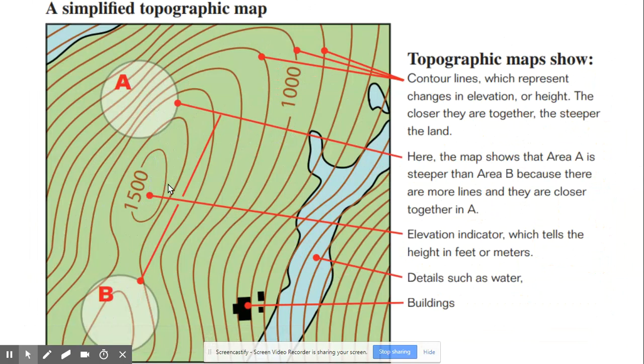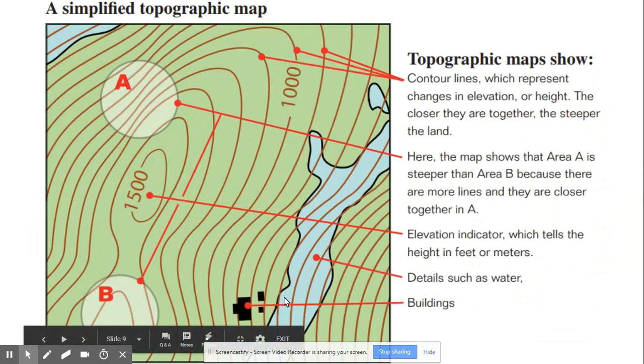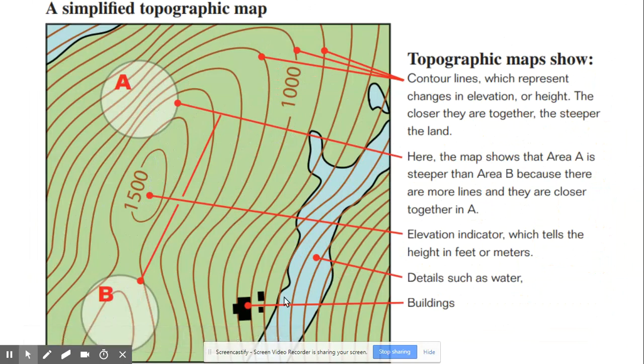Sometimes topographic maps even show details such as water and buildings. Now, in our watershed unit, topographic maps are important to us because we know water flows downhill. So we can look at a topographic map and know which direction the water is flowing.